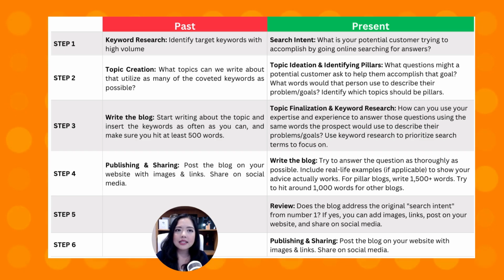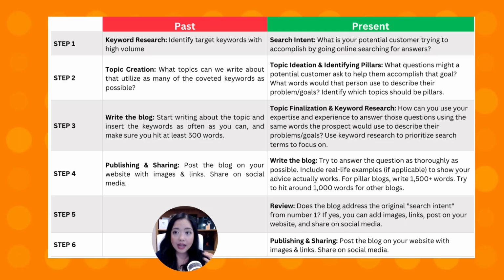In the past, the focus was heavily on keywords, identifying target keywords, keyword density. And then when it comes to topic ideation, what topics can we write about that utilize as many of the coveted keywords as possible? And then with word count, we just start writing about the topic and just try to jam pack as many keywords as we can within at least 500 words. And then we add images, links, post on your website, share on social media, call it a day.